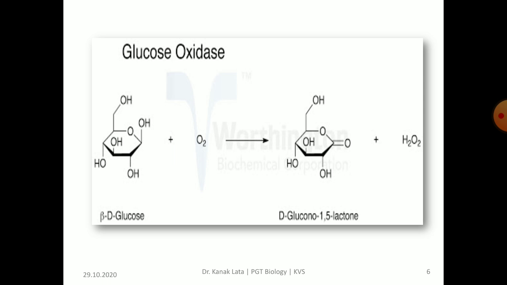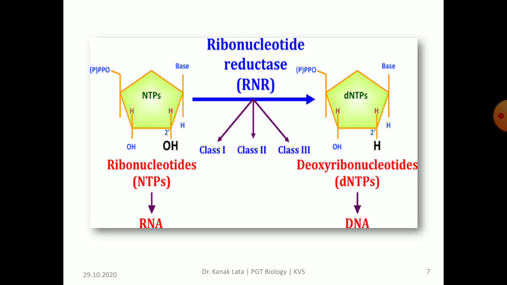In the given reaction, it is shown that there is addition of oxygen to beta-D-glucose to form D-glucono-1,5-lactone and hydrogen peroxide. This reaction is catalyzed by the glucose oxidase enzyme. In this other reaction, there is conversion of ribonucleotides into deoxyribonucleotides with the enzyme ribonucleotide reductase.